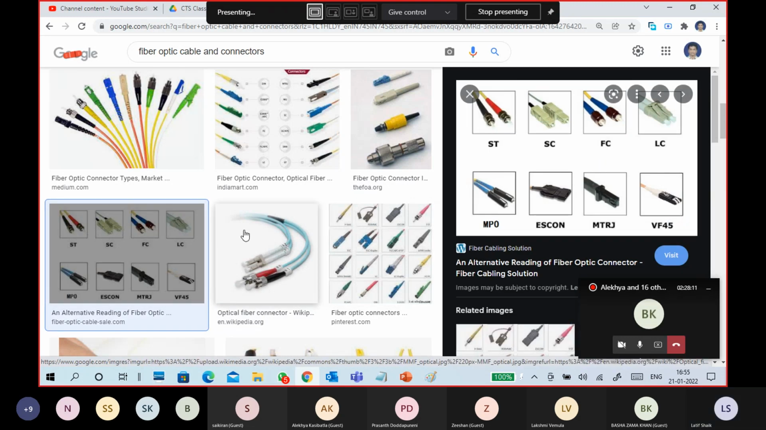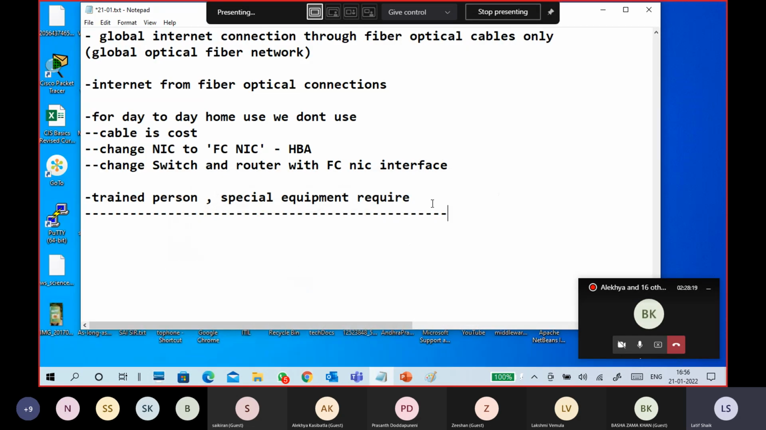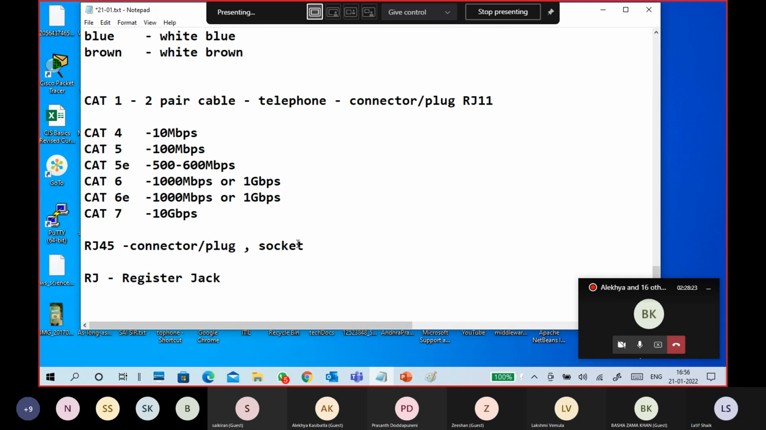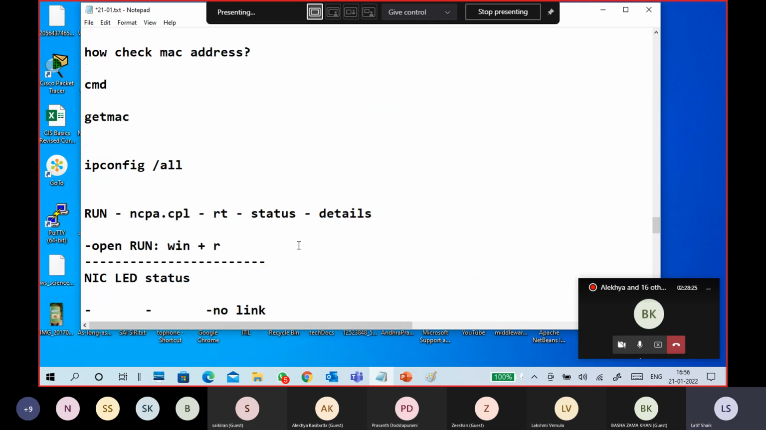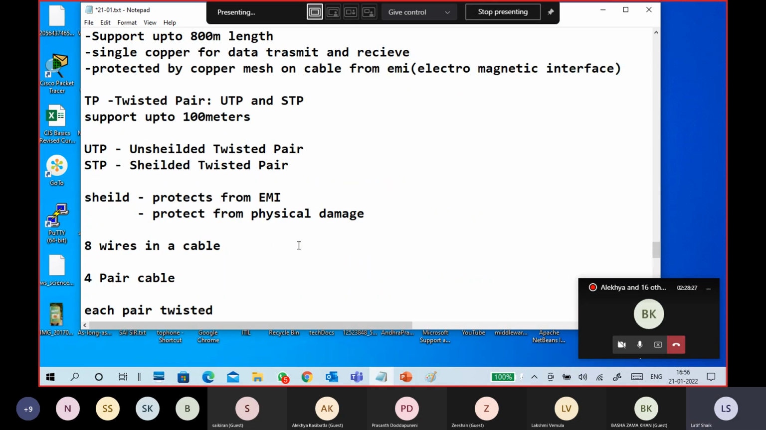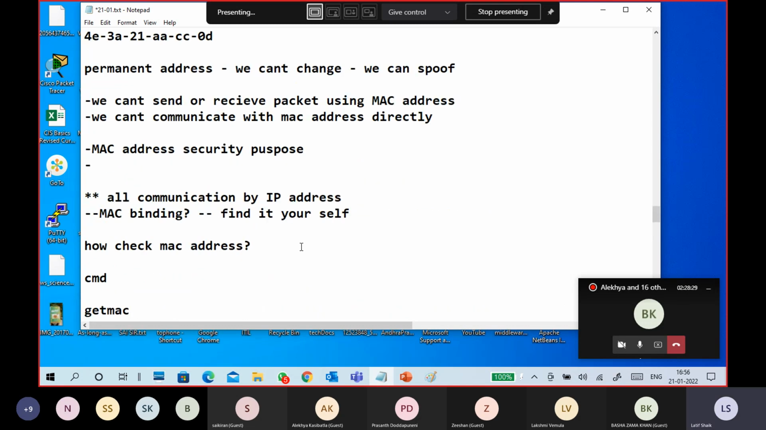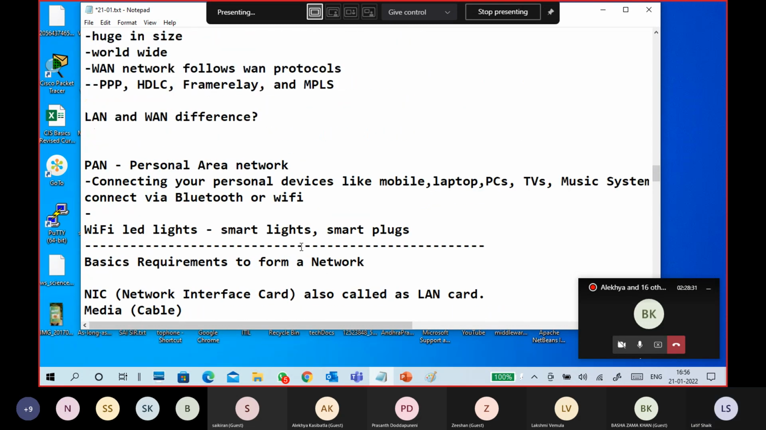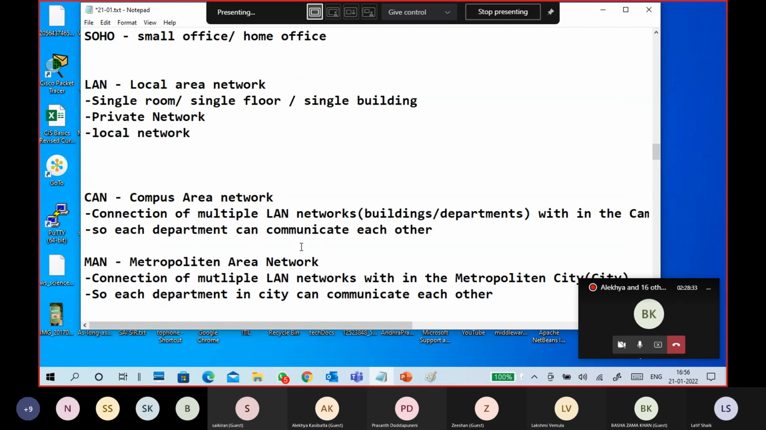So we can go through it and you can distinguish what is ST, what is SC, what is FC, what is LC type of connectors. You will be able to find it. So this is about your cables: coaxial cable, twisted pair cable, fiber optical cables.